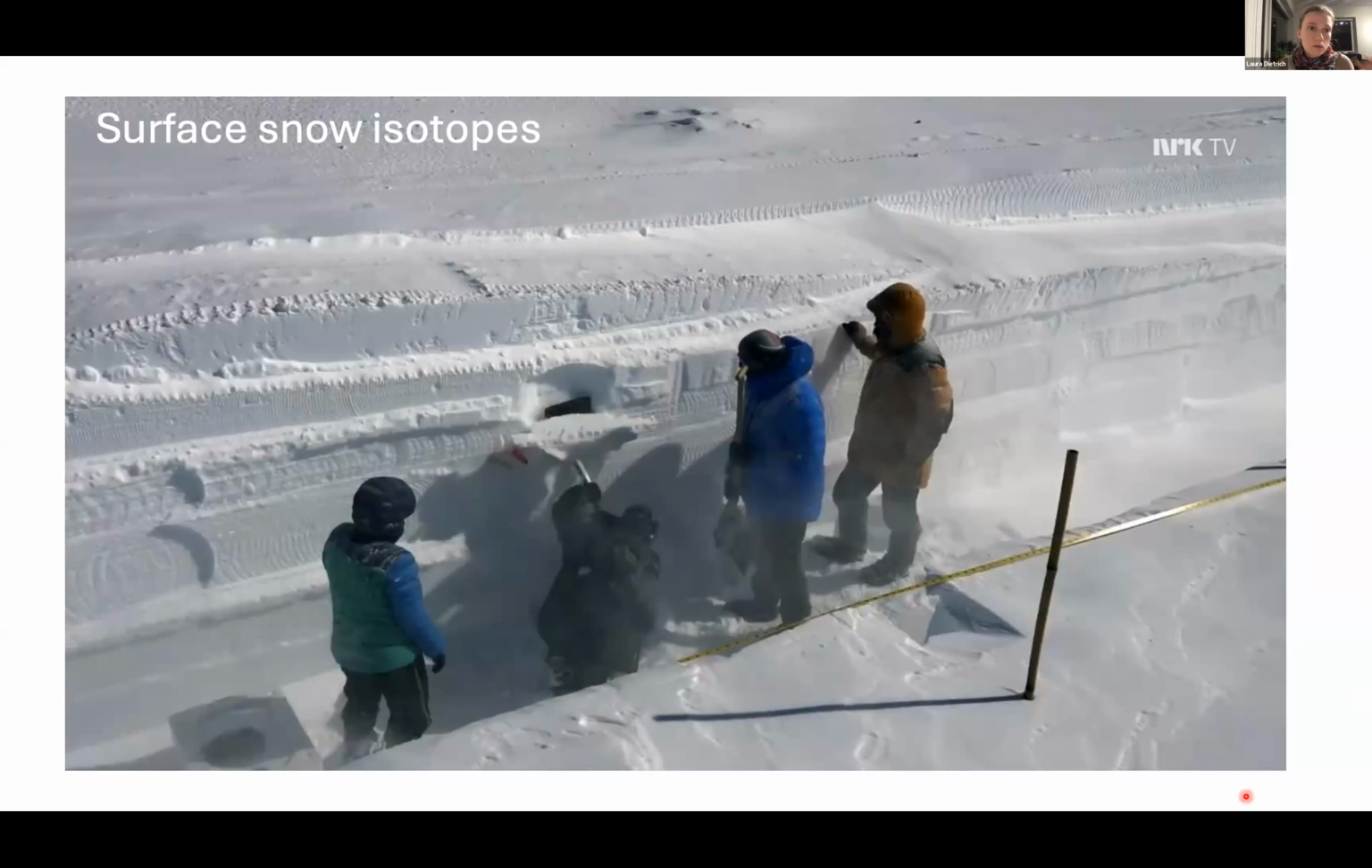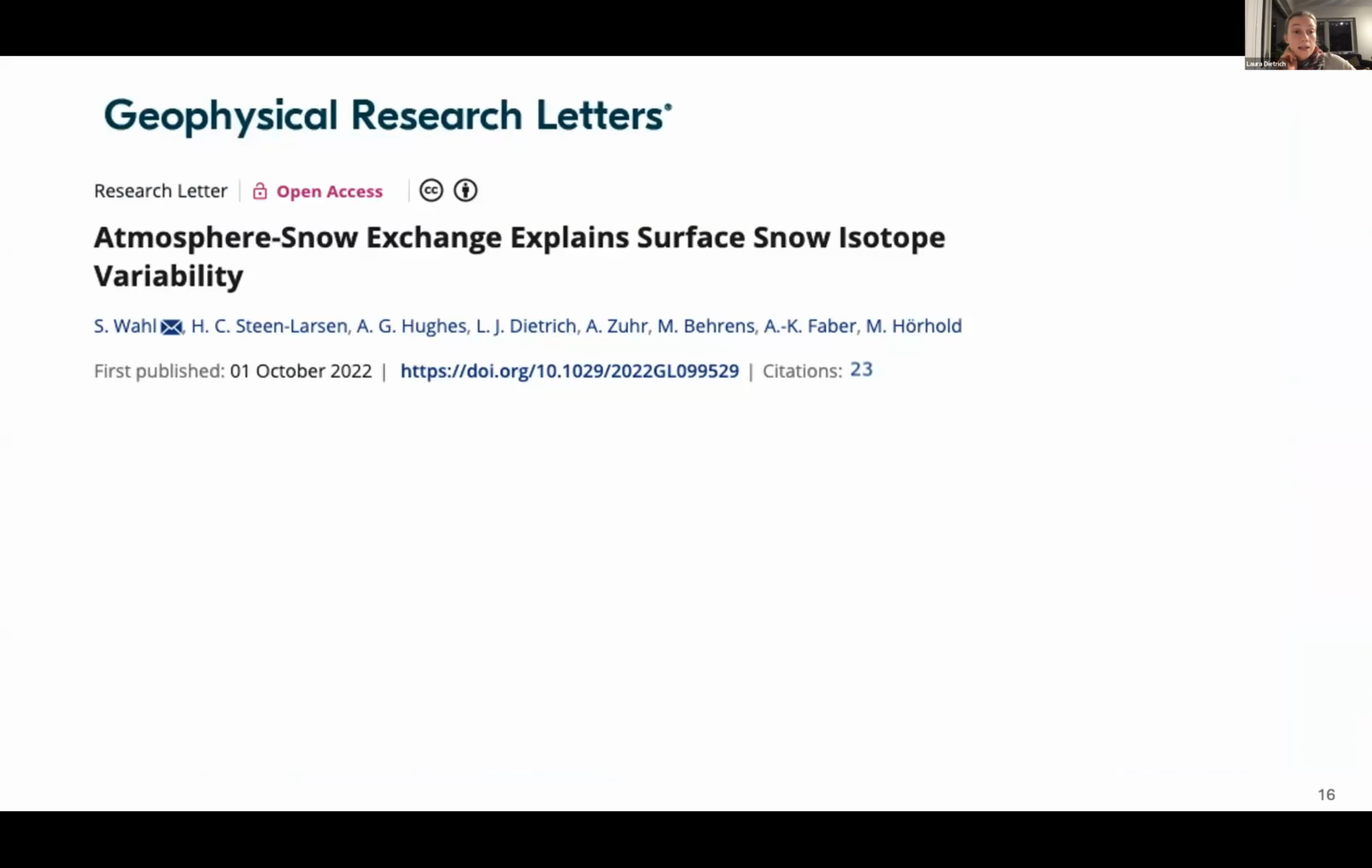And now I would just like to shortly tease a few of these results that I personally have been involved in. So first, one paper that I would like to highlight led by Sonja Wahl. And this is in fact very important work because it basically gave observational evidence to one question that has been debated for decades, which is, does the process of snow sublimation fractionate the snow or not?